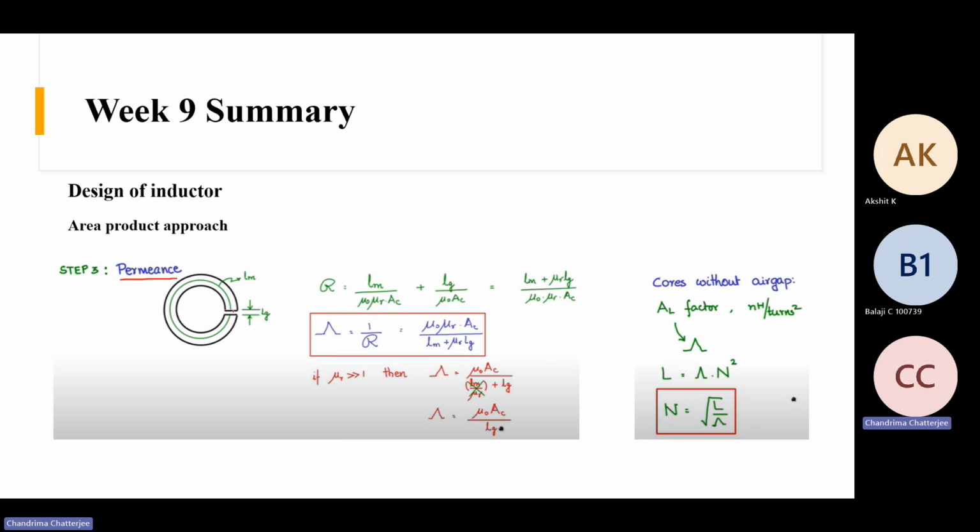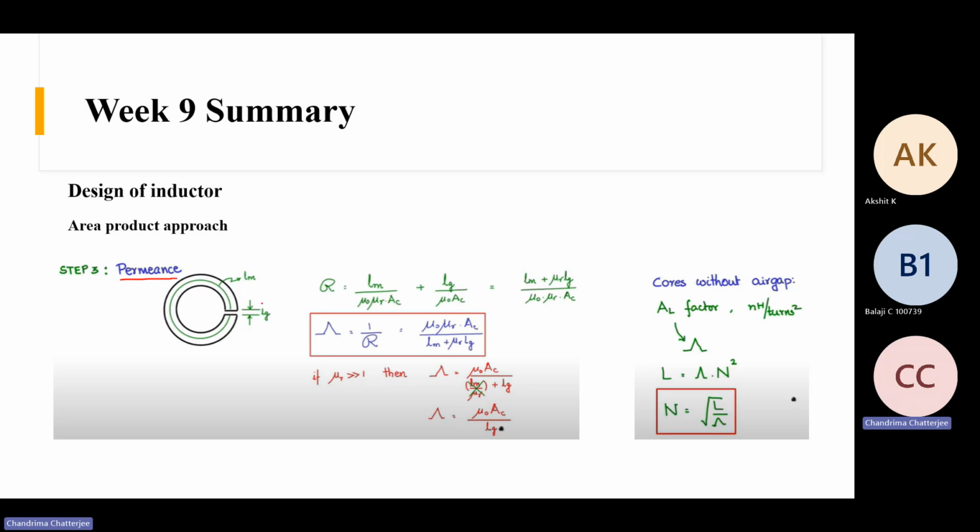Okay. So see here, they have introduced one air gap. So if you don't want to saturate your core, usually we introduce a small air gap, Lg. And how will you find this air gap length? How do you know what will be the air gap length? So we know reluctance is the reciprocal of permeance. So that is Lm by mu AC plus Lg by mu naught AC.